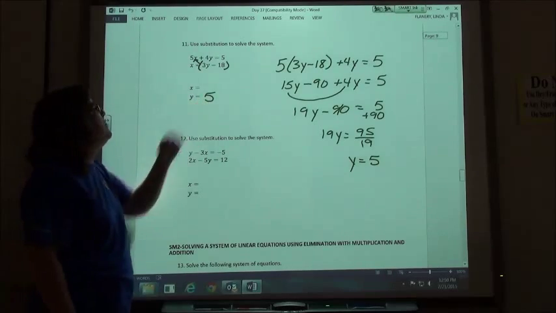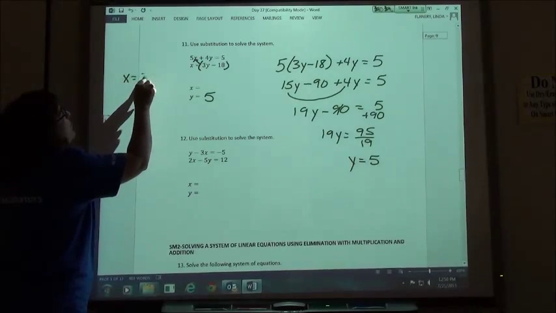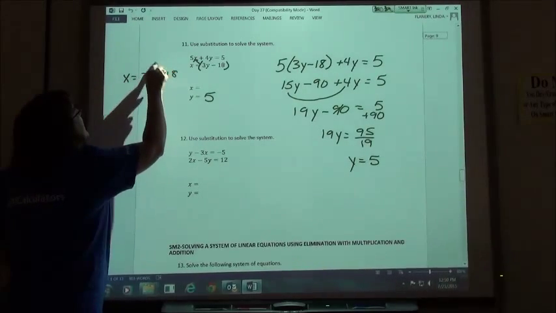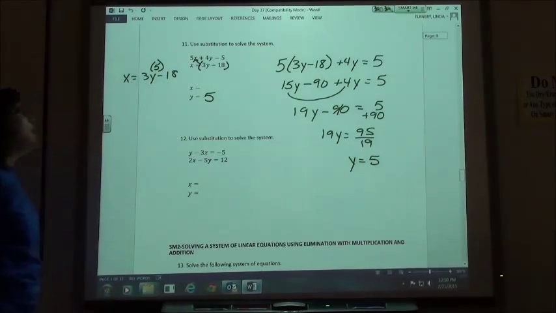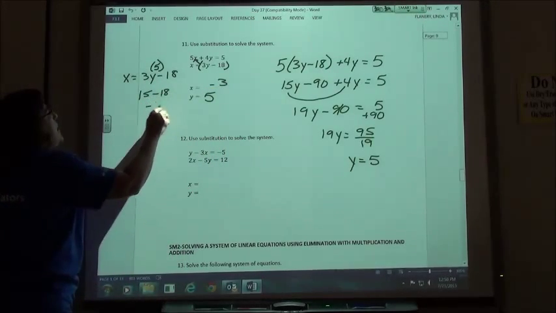I know y was equal to 5. I still need to find x. So I know that x equals 3y minus 18. If I put 5 in for my y, x then is going to equal negative 3. 15 minus 18 is negative 3.